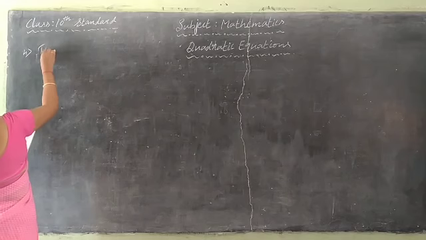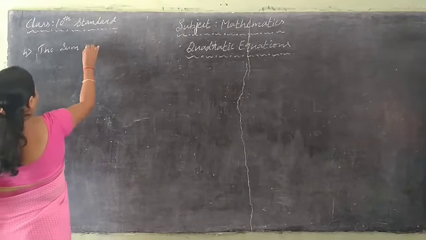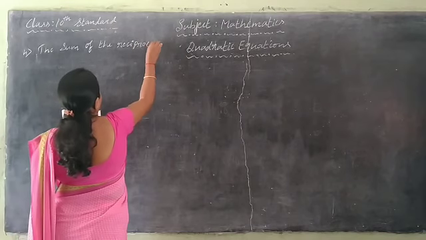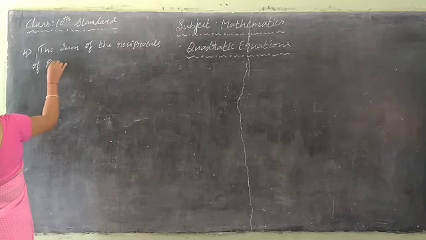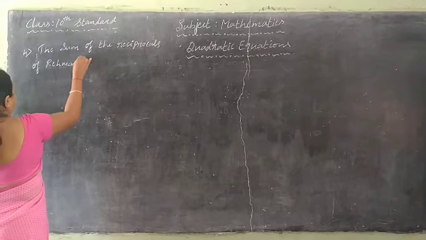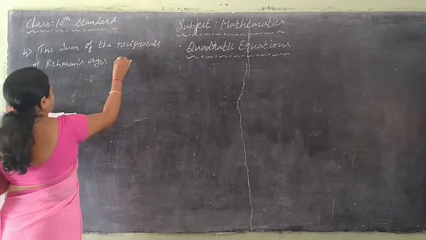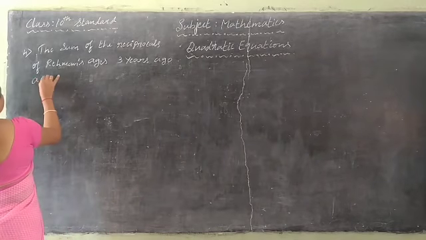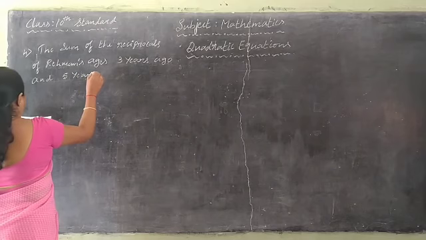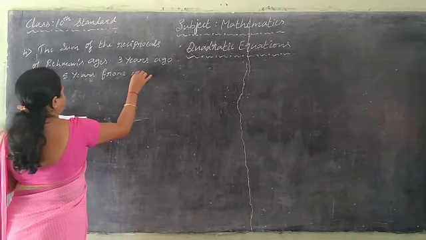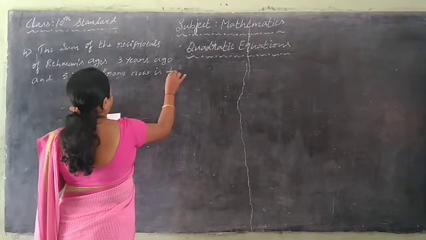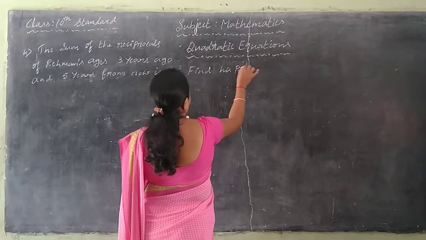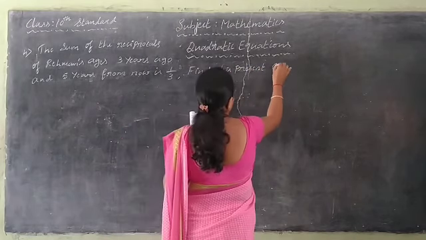Fourth one is: the sum of the reciprocals of Rahman's ages 3 years ago and 5 years from now is 1/3. Find his present age.